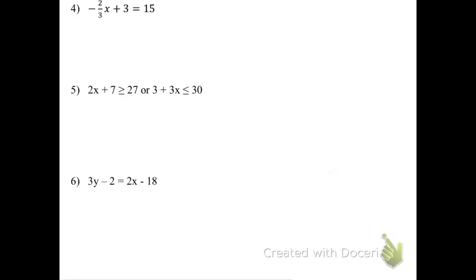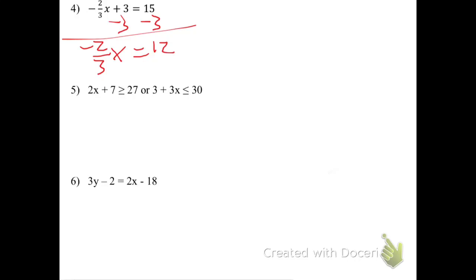Let's move on to 4. Okay, remember, you want to get the stuff that's farther away from x first. That's the plus 3. So get rid of plus 3 by minusing 3 on both sides. You'll get a negative 2/3 x equals 12.